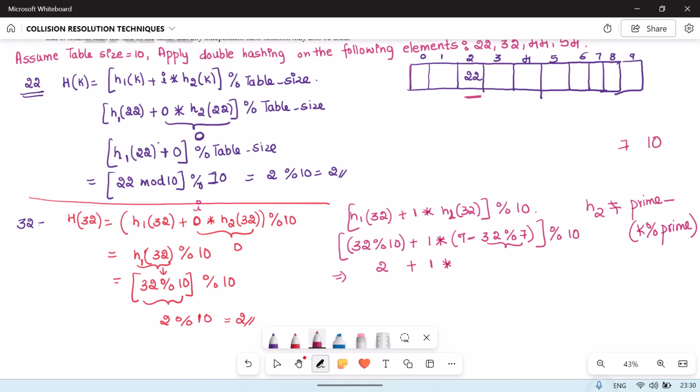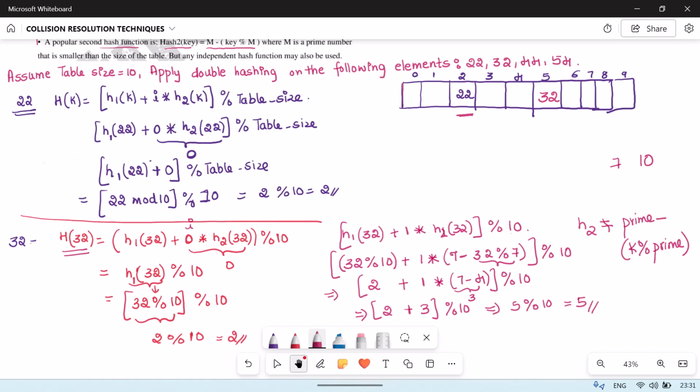32 mod 7 is 4, right? So it is 7 minus 4, mod 10. The calculations are there, but they are not that hard. So 7 minus 4 is 3, so 1 times 3. So 2 plus 3 is 5, and 5 mod 10 is 5. Now you have got a valid location. 5 is empty, so 32 will be placed at 5. Similarly, the next value that I have is 44.